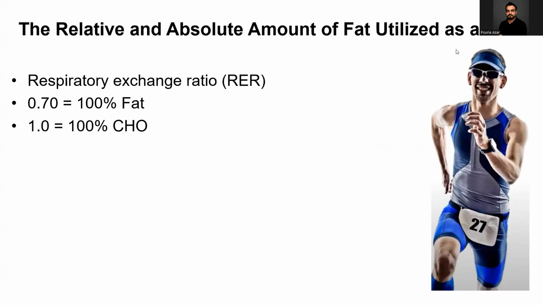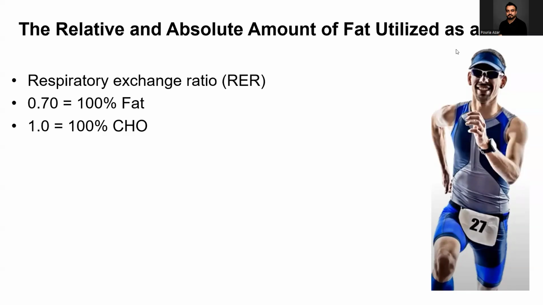We already discussed the RER in previous chapters, but here is a reminder of this term. RER stands for respiratory exchange ratio. If it is 0.7, we can conclude that we are burning 100% fat. And if it is 1, it's 100% carbohydrate.